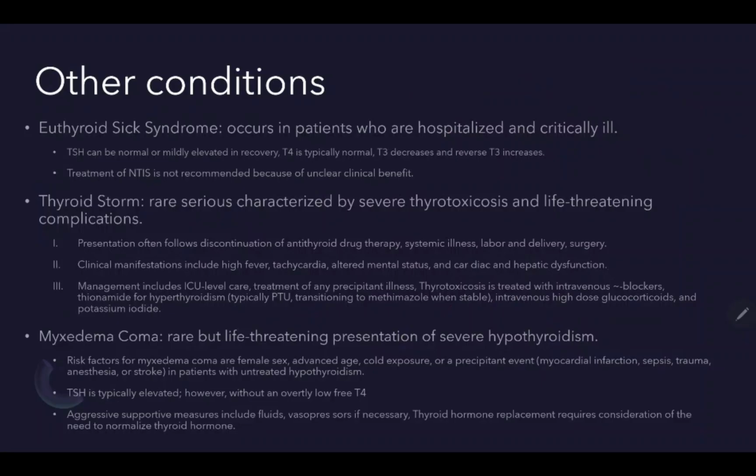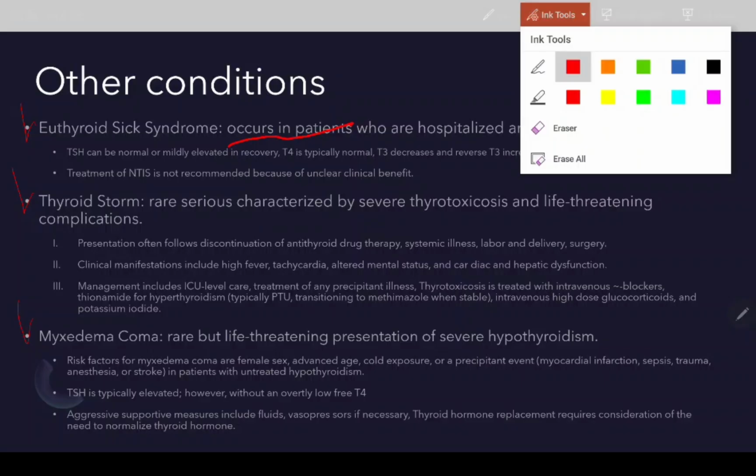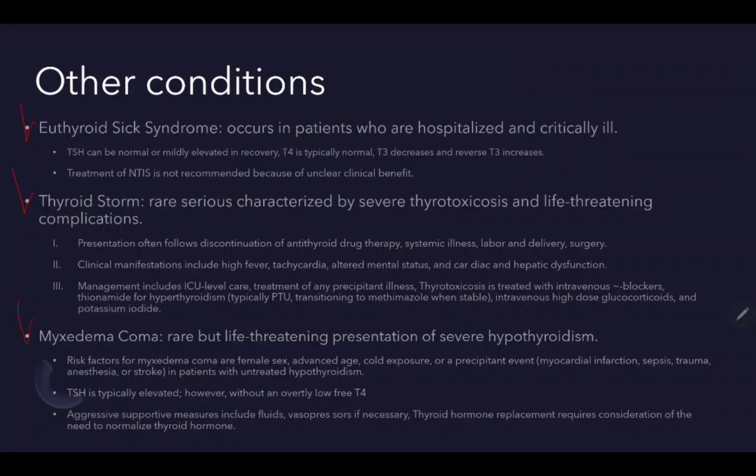Other conditions we have are euthyroid sick syndrome, thyroid storm, and myxedema coma. Euthyroid sick syndrome is a condition in patients who are hospitalized and critically ill. So whenever you think about euthyroid sick syndrome and you lost all the information you know about it, you feel confused, think about it from its name. It's sick syndrome. The patient has been sick for a long time and entered the ICU, and the patient will have this condition, okay?